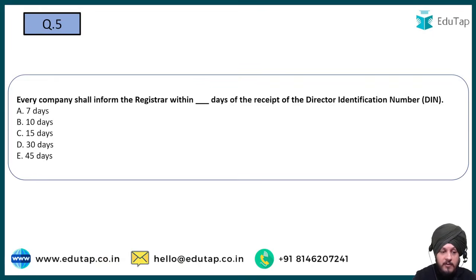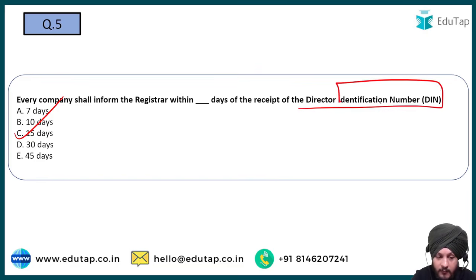Now moving on to question number 5. Every company shall inform the registrar within dash days the receipt of the director identification number. For this question, the options are A, 7 days, B, 10 days, C, 15 days, D, 30 days, and E, 45 days. And the correct answer is going to be C, 15 days, because when we talk about company law, every company is required to furnish this director identification number of all its directors to the ROC, and that has to be done within 15 days, right?